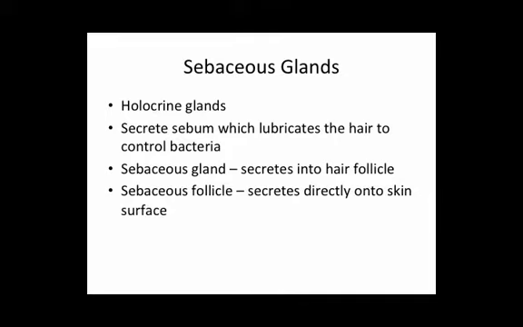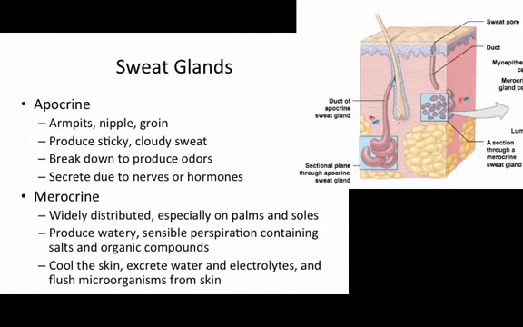The sebaceous glands are holocrine glands that secrete sebum, which lubricates the hair to control bacteria. If the duct of the sebaceous gland empties into the hair follicle, it is called a sebaceous gland. If the duct of the sebaceous gland empties directly onto the skin surface, it is called a sebaceous follicle. The sweat glands can be either apocrine glands or merocrine glands. The apocrine glands are found in the armpits and around the nipple and groin. They produce a sticky, cloudy sweat and break down to cause odors. They will secrete due to nerves or hormones.